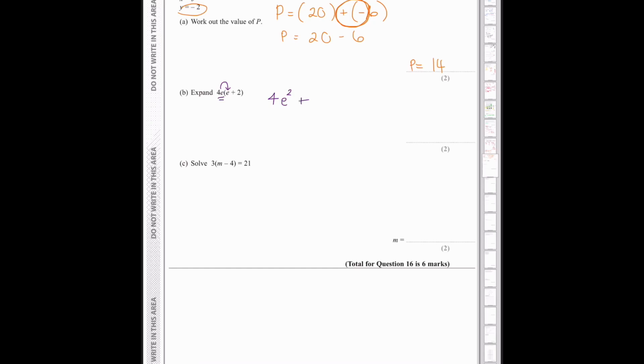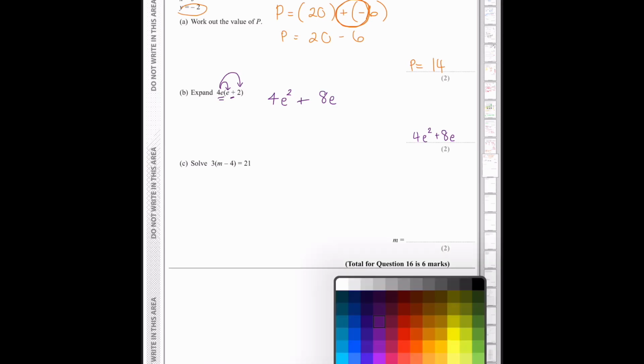And then we're going to put our plus sign in, because our plus sign is here. And then we're going to do 4e times 2. 4e times 2 is just going to be 8e, because 4 times 2 is 8. So in here we can put 4e squared plus 8e. And then finally you've got 16c. And for 16c, it's asking us to solve an equation.